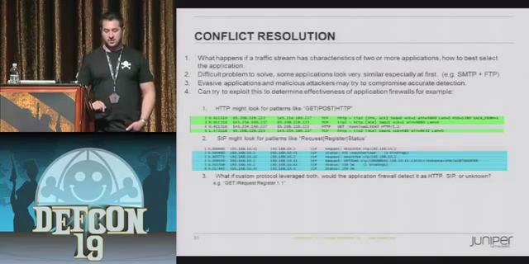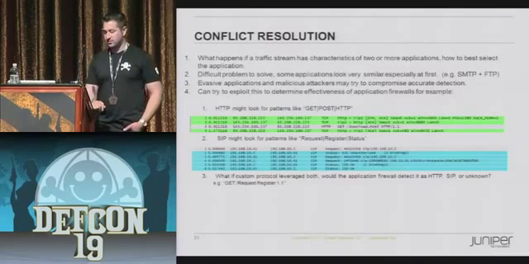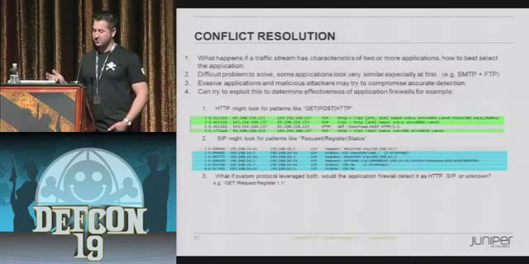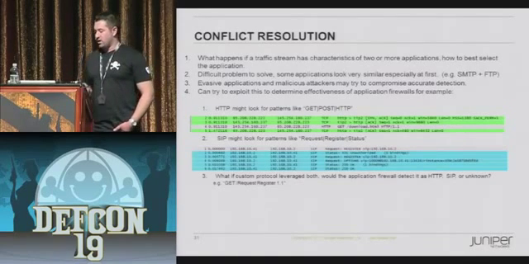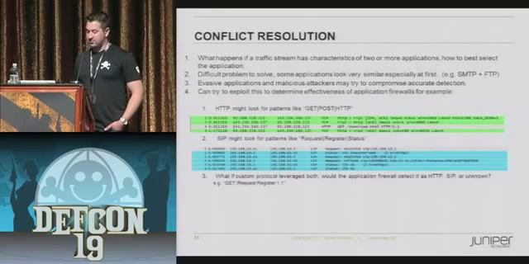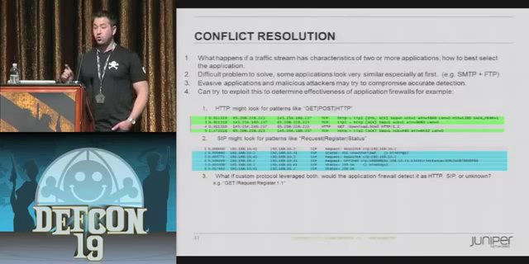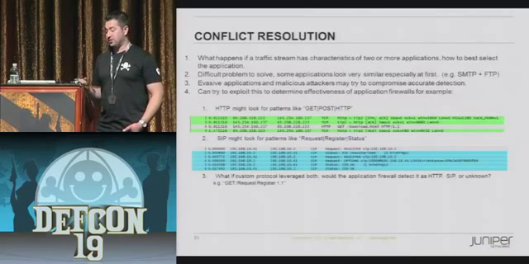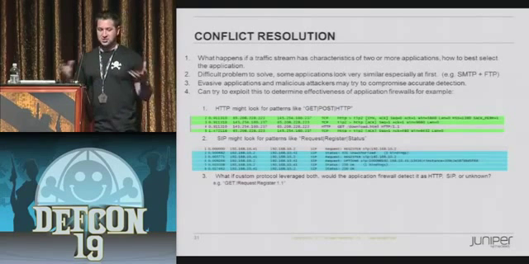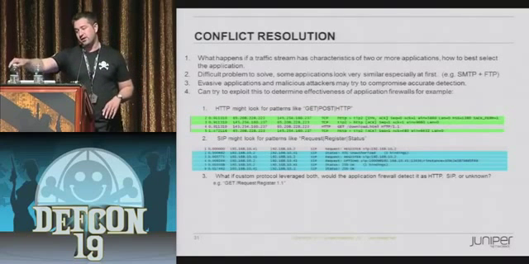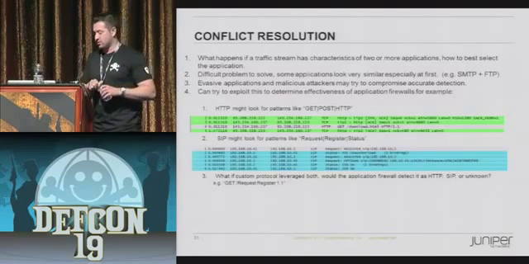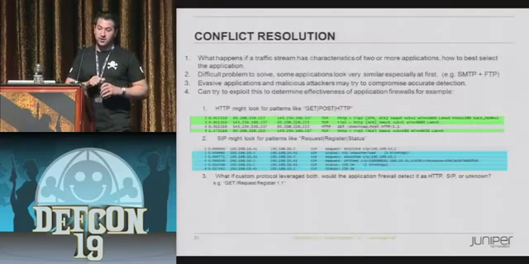Now, a really interesting thing has come up, which we've noticed, and different implementations are going to handle this differently, but it's called conflict resolution. And this is something that an attacker might be able to do. But what happens if you have an application that matches more than one application? SMTP and FTP are very similar. They could potentially match each other's. How do you resolve conflicts in the actual application detection? That could potentially be used to an attacker's benefit. And it'll really just vary by implementation.